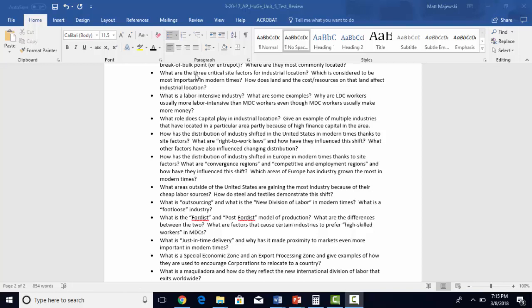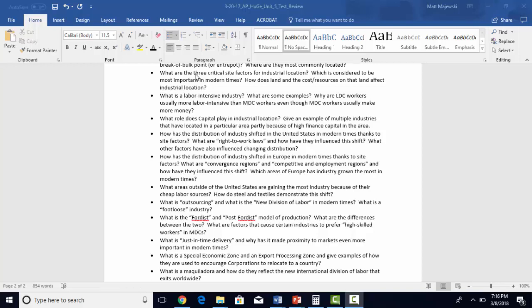Why are they more labor-intensive in LDCs? Well, it has to do with the fact that a lot of cheap products are made overseas. And so even though MDC workers make more money, the products being made in MDCs are so expensive that their wages are not a majority of the cost. Whereas in LDCs, because the products being made are so cheap, even though we're paying workers less there, it's still a large percentage of the overall cost.